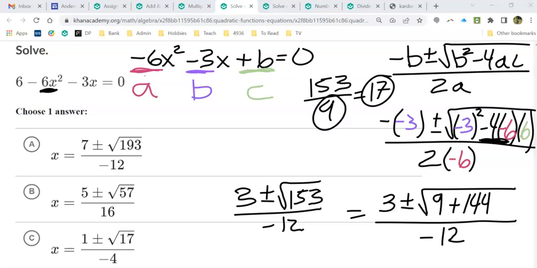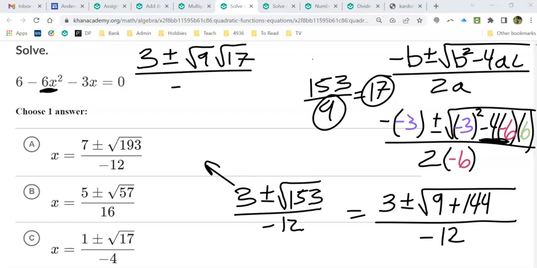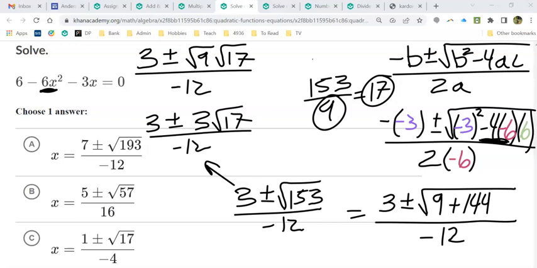So this is a little tricky, so please pay attention here. So I'm running out of space. I'm actually going to erase some of this stuff to need more space. Okay. So we get 3 plus minus our 2 new square roots. Square root of 9 times square root of 17 all over negative 12. Now our square root of 9 becomes 3. So 3 plus minus 3 square root 17 all over negative 12.